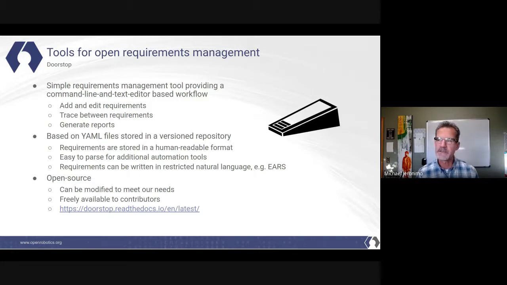And by checking requirements into Git, you have version history. You can have discussions about it. And then you can use a tool for analysis and traceability and walking through the requirements. So it does a lot of what we need.